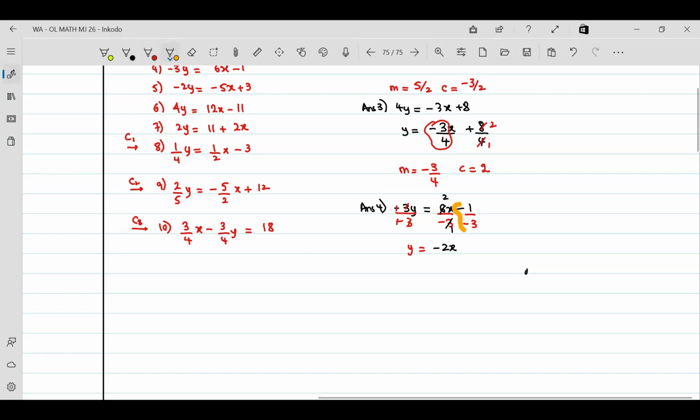And minus and minus will give you a plus. Yes or no? Minus 2x plus 1 over 3. Do all of you agree? Yes. So it's minus 2x plus 1 over 3.